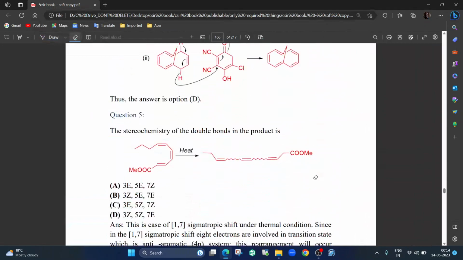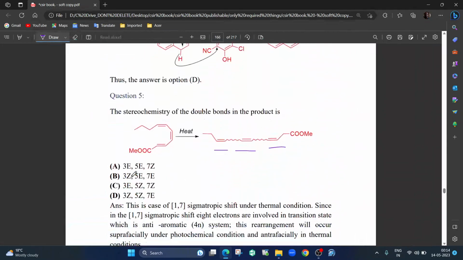Right, the last question. The last question says: the stereochemistry of the double bond in the product is. So this is the reactant, and you are having 3 double bonds at the end. It is asking what is the stereochemistry, EZZ or EEZ, whatever it is, 3E, 5E, 7Z. So we have to give the naming also. So a very simple reaction.